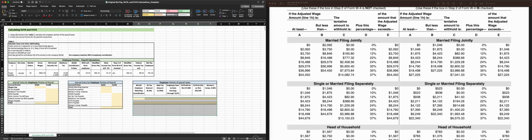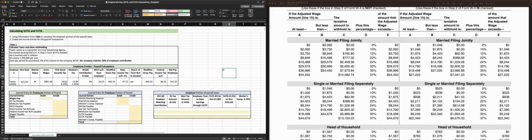All right, calculating SUTA and FUTA. SUTA is state unemployment taxes. FUTA is federal unemployment taxes. And let's see if I can increase and make this bigger for us. Okay. Now, using the information from Table 1 to calculate the employee portion of the payroll taxes, create the journal entry for the payroll transaction. So we have Table 1, this is it. They've done everything for us.